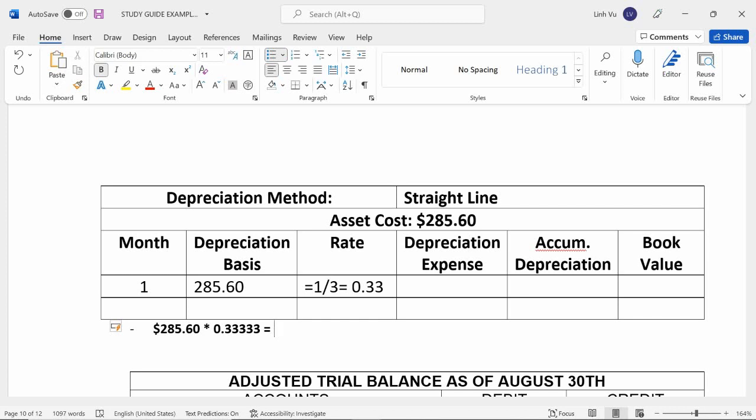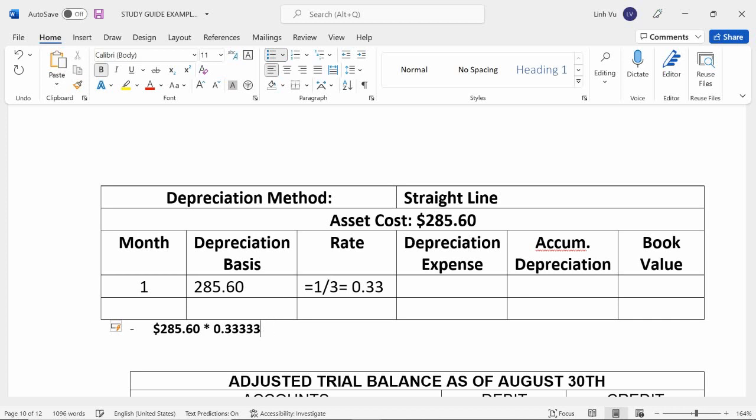Okay, times 0.333333, 285.60 is going to give me $95.20. But that doesn't look right. If I were depreciating the next month for $95.20, then it's going to depreciate pretty quick. In this case, I need to depreciate it for only this month.